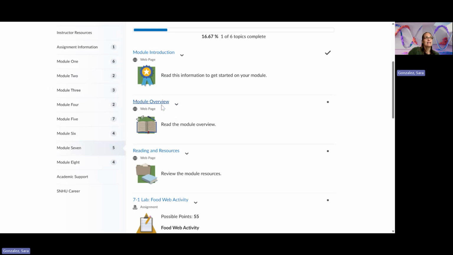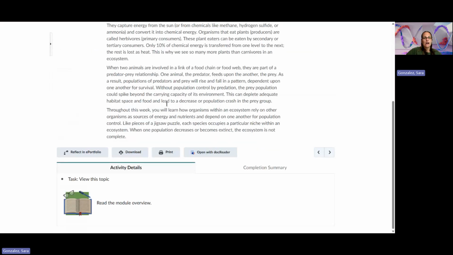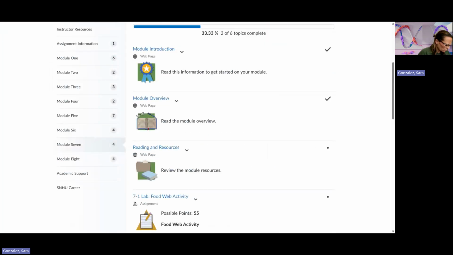The overview is similar here. The overview is looking at energy, ecology, and energy transfer. What to do for the lab? Let me close my door real quick. Sorry about that.